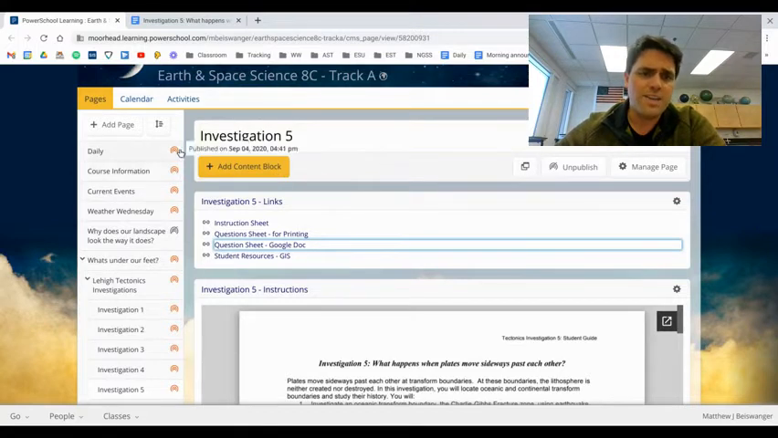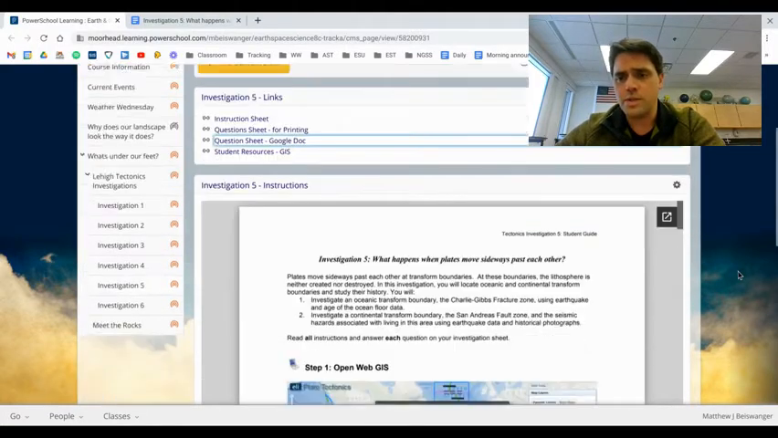We're looking at, again, Tectonics Investigation 5. So what's under our feet, plate tectonics, and then down to this Investigation 5. That's where you find it. Again, continuing the pattern here, we're looking at the question sheet Google Docs. So I'll click the link, make a copy, get that all set and ready to go. Again, PowerSchool lays out the same way it always has.